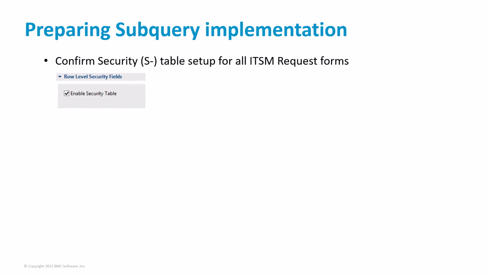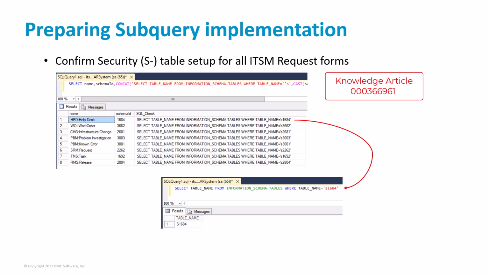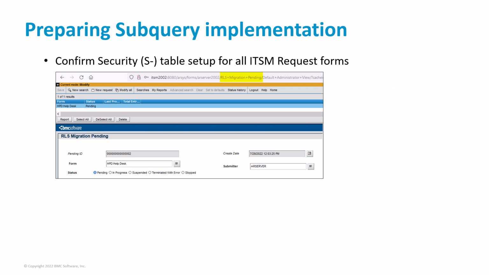We also have a knowledge article with SQL that can help to quickly build queries to check for the existence of the required S tables for all ITSM forms that are registered for the ticket console. The output of that query would include a select statement for each ITSM form that can then be used against the database to confirm if that S table exists. Also, if security tables were just enabled for one or more of the ITSM forms, check the RLS migration pending form in mid-tier to assure the S tables have also been fully populated.